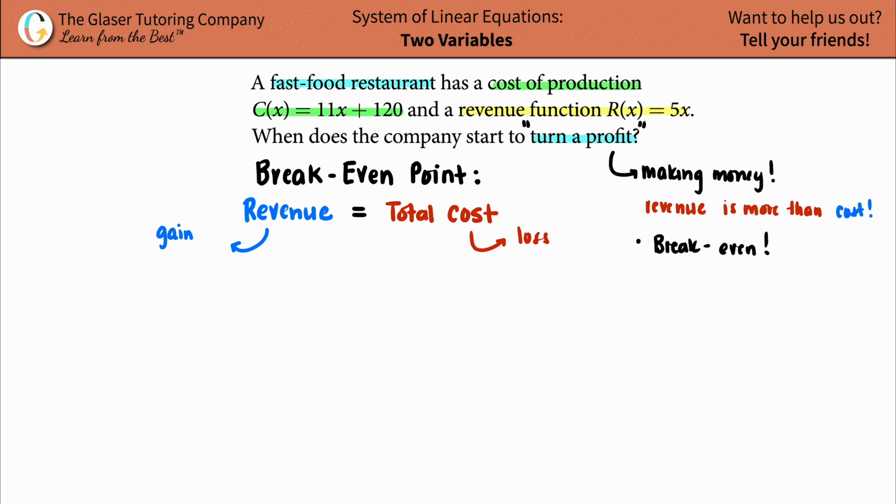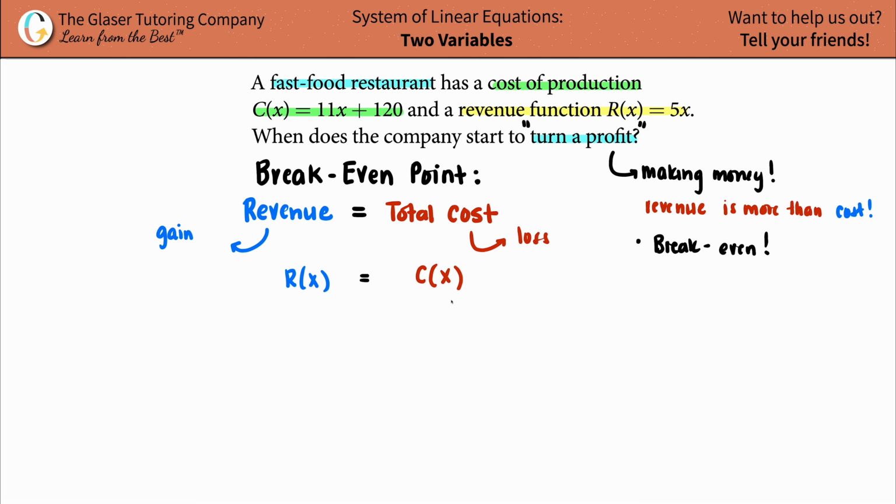Well, in this case, they did tell us that we had a cost function, and they're just saying it that, this is C of x. Okay, so we have a cost function, and we have a revenue function, which is R of x, and if we want to find out that break-even point, we have to set them equal to each other. Anything more is going to be that profit.